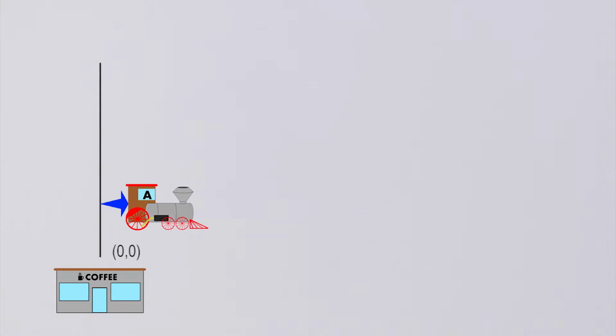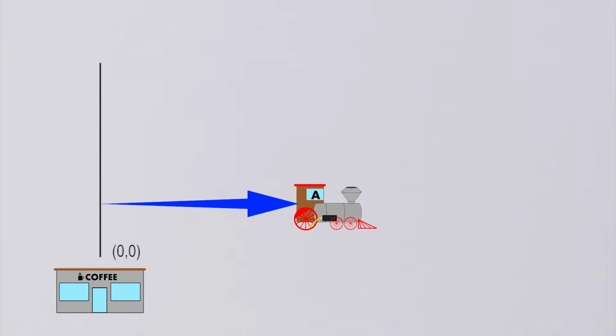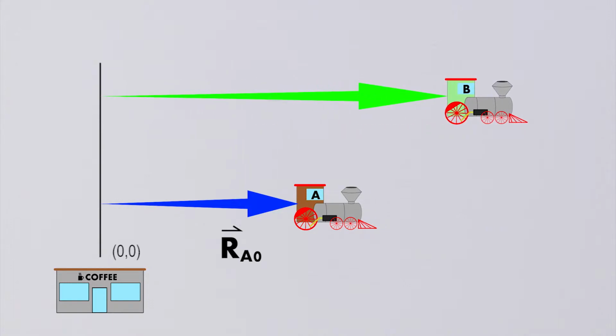Let's draw a line showing my position at the coffee shop, and this is my reference line or frame of reference. I denote this with a coordinate system, and the center of the coordinate system is 0, 0. Now, as the train moves, the position of the train with respect to me, that's my reference frame, is shown using a position vector r sub a 0. This is the change of position of the train with respect to our fixed frame of reference. Now, let's assume there's another train B traveling in the same direction, and its position is shown further down and denoted as r sub b 0.